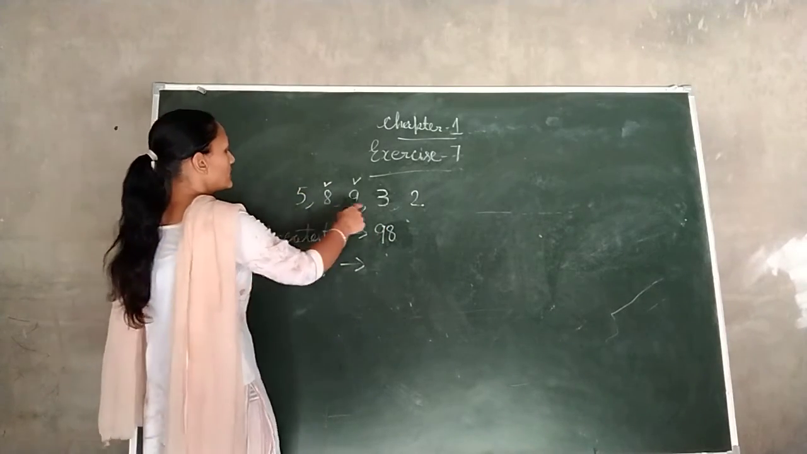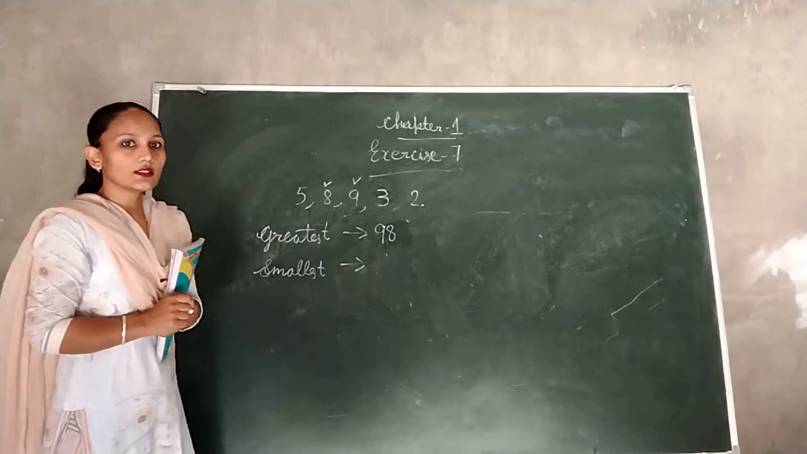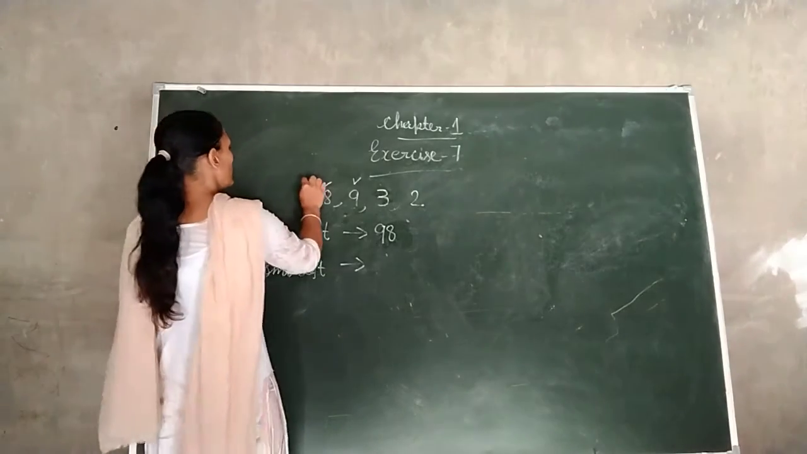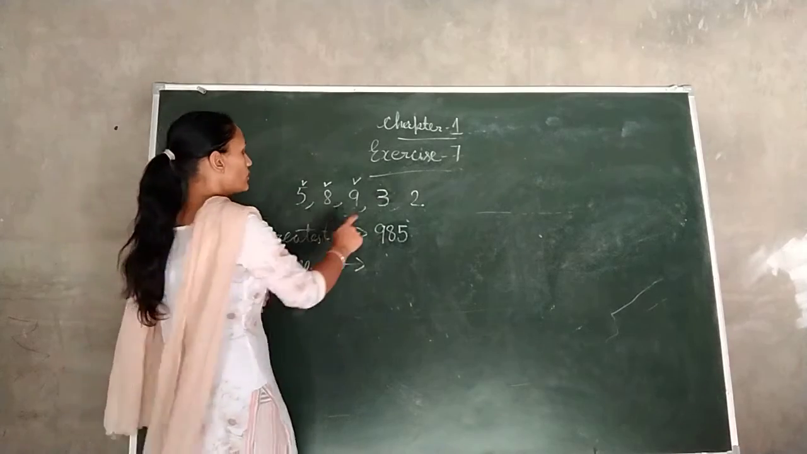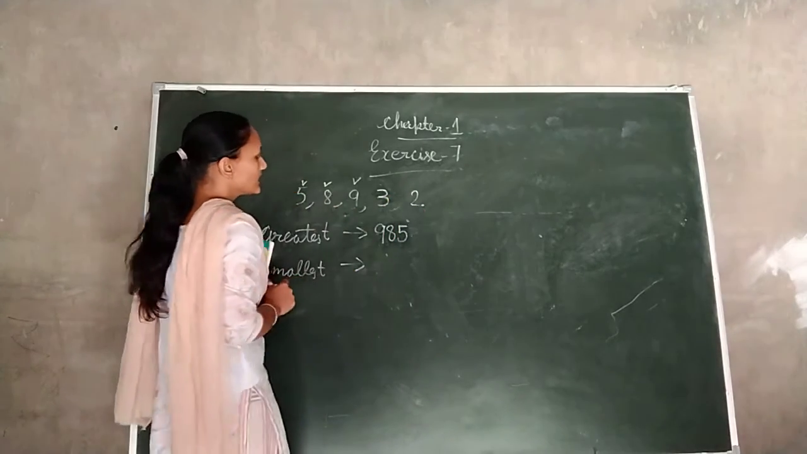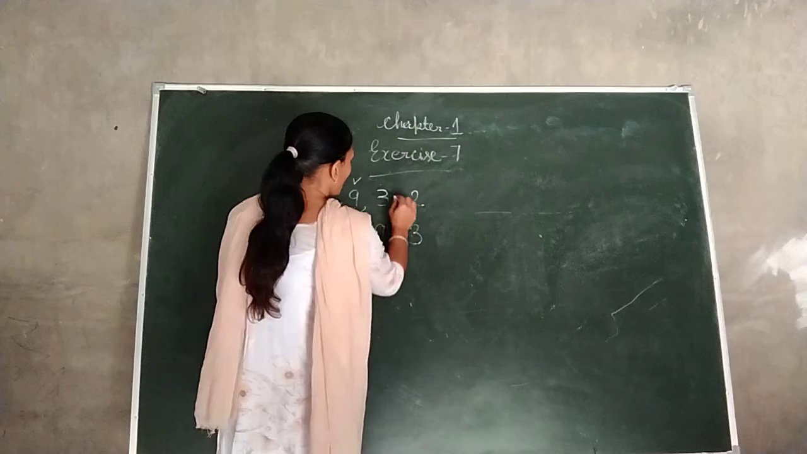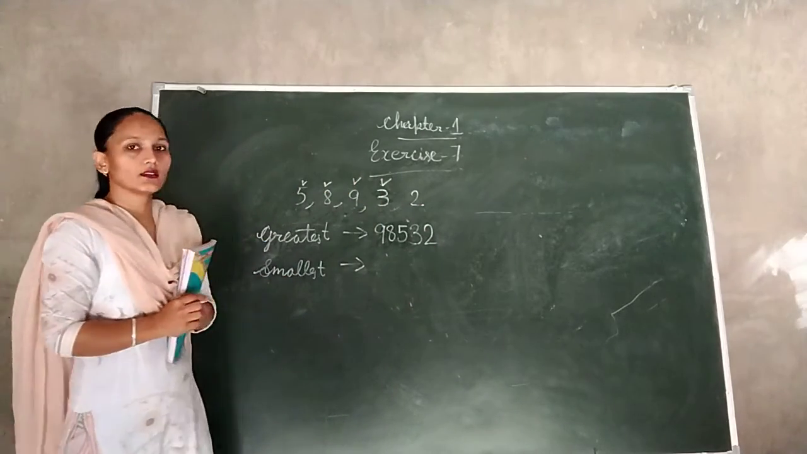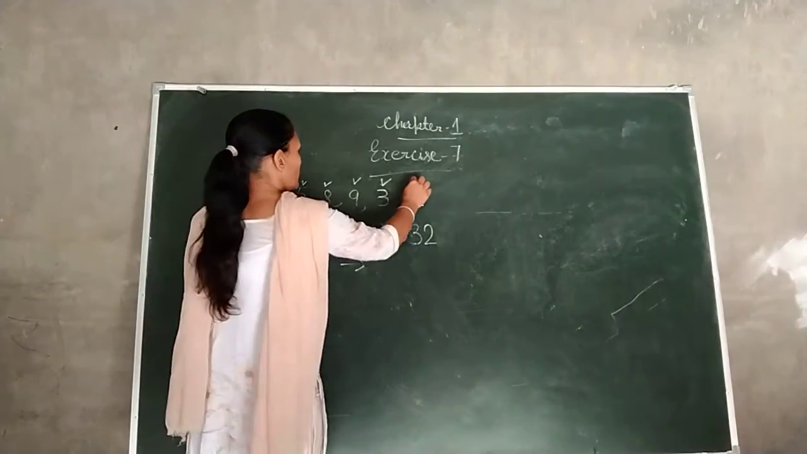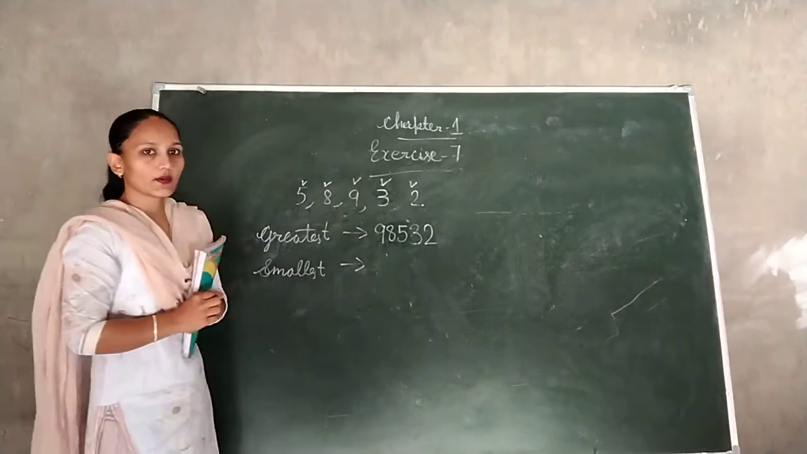Next we have 3 digits, 5, 3, 2. Which is the greatest digit? 5. So we will write 5 as the next digit. Next we have 2 digits, 3 and 2. Which is greatest? 3. And now we have 2. We will write it like this. So this is the greatest number.